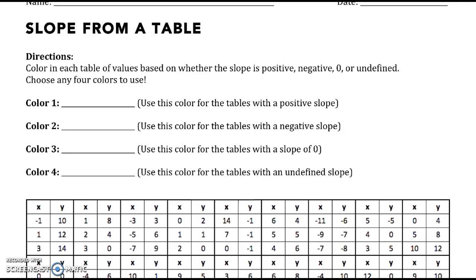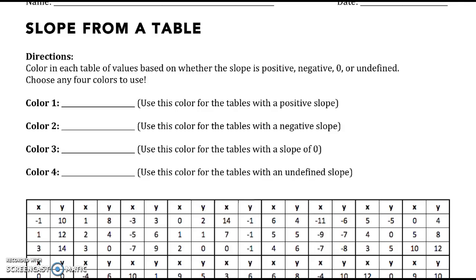Hey guys, I am going to walk you through how to do this slope from a table art project. It says that we are to color in each table of values based on whether the slope is positive, negative, zero, or undefined. The first thing, you should open this up in Notability, and then you get to choose the color you want to use for each type of slope.